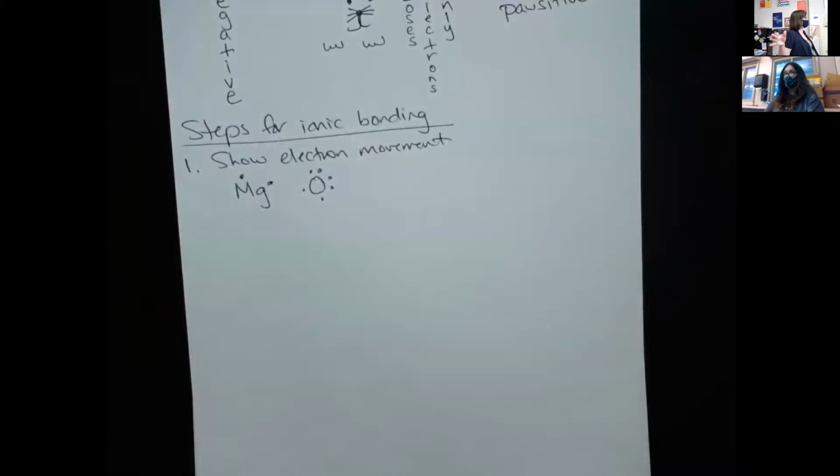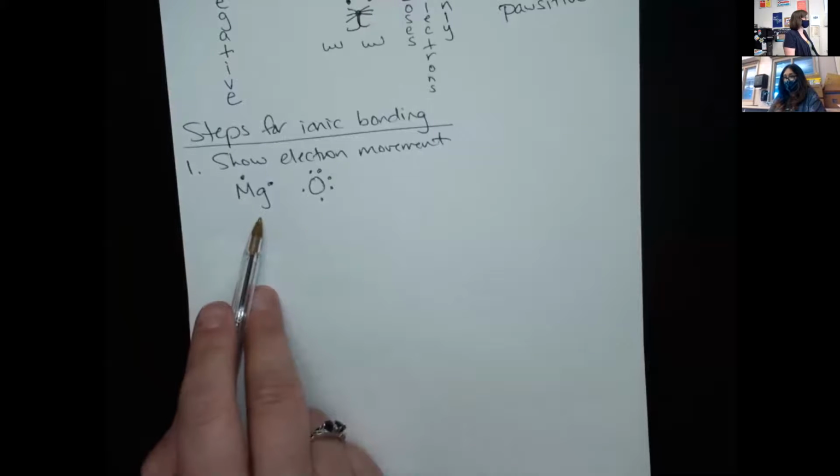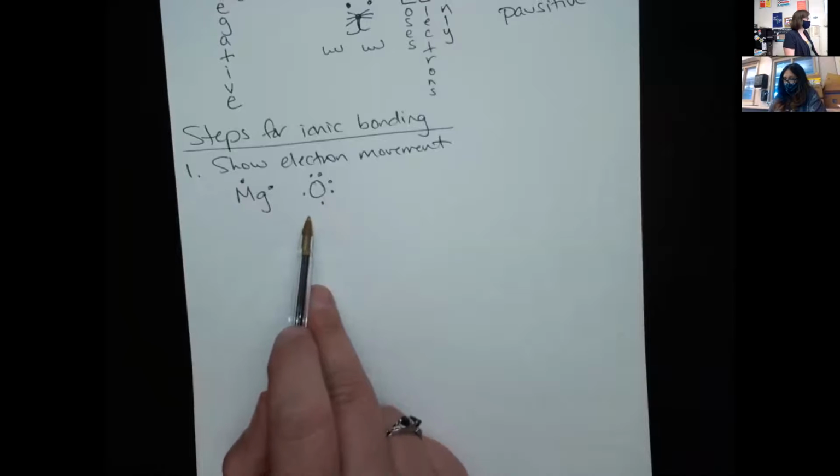Are either of these elements following the octet rule? No. And I'm going to give you a hint. They always do the smaller number. So here's my question. Is magnesium going to lose 2 or gain 6? What's the smaller number? It's going to lose 2. Is oxygen going to lose 6 or gain 2? Smaller number, it's going to gain 2.